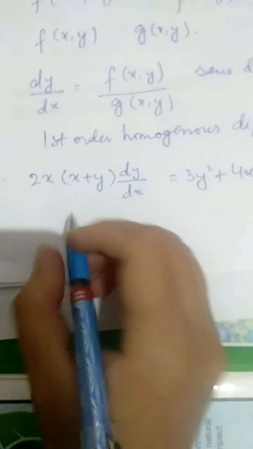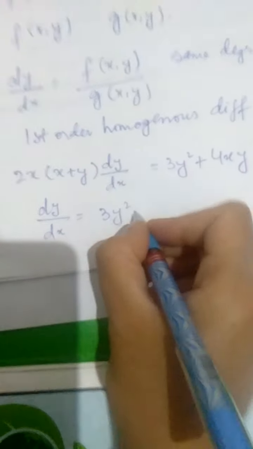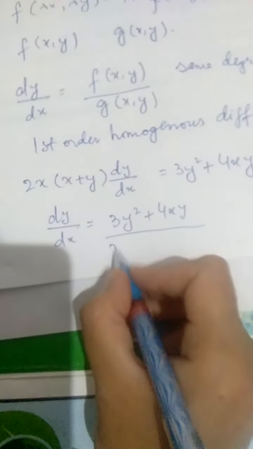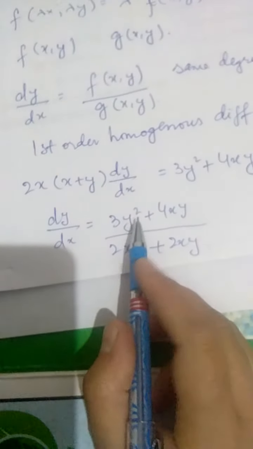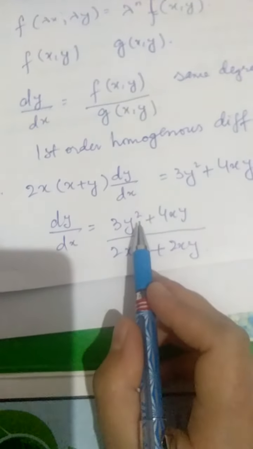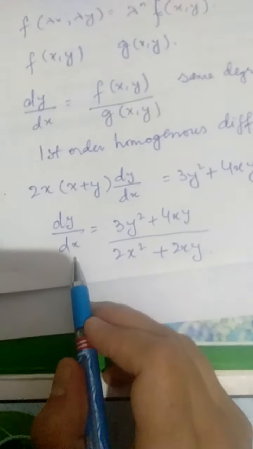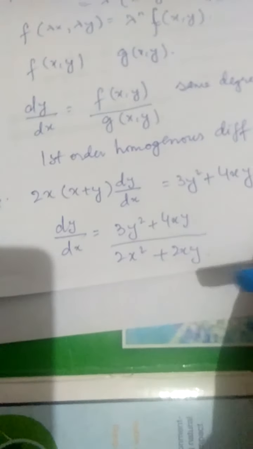And it is indeed, because if we write it in this manner, it is dy by dx is equal to 3y square plus 4xy divided by this term, that is 2x square plus 2xy. Everywhere you can see that the degree, the power of every term is 2. Here it is 2, here it is 2, 2 and 2. So it is a homogeneous differential equation. Now the question is, how do we solve homogeneous differential equations? And for that we will move to the next page.